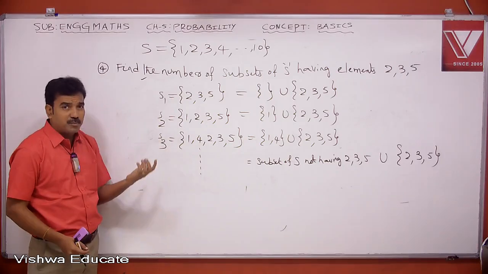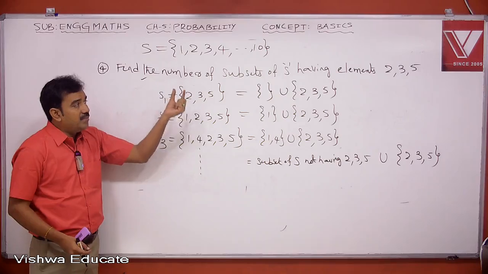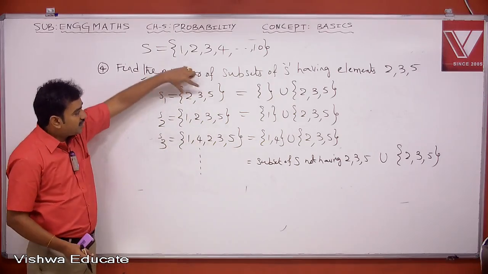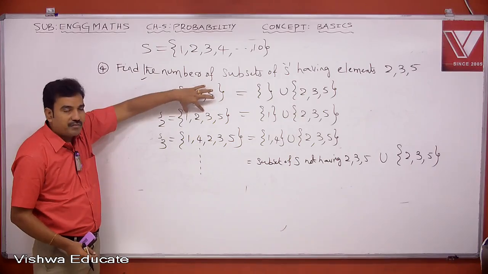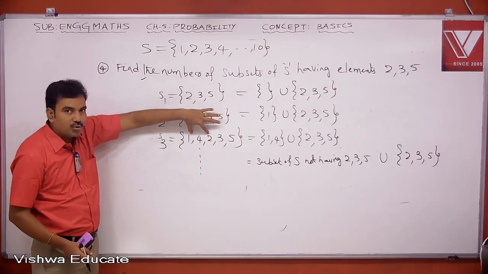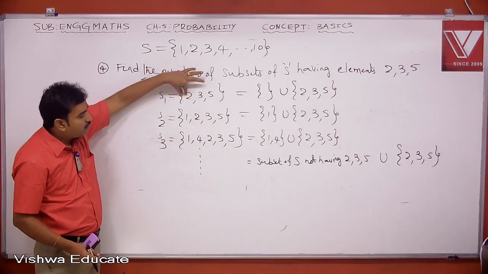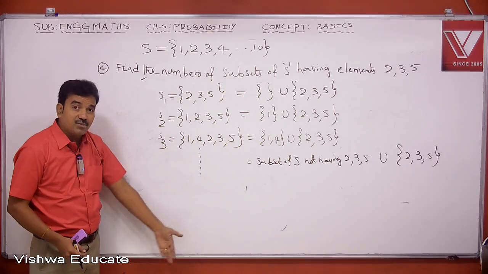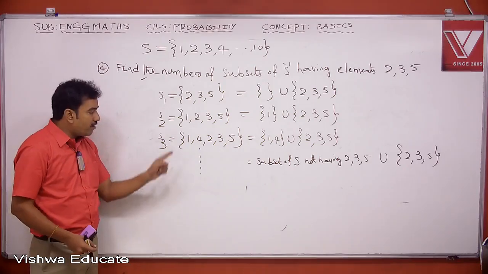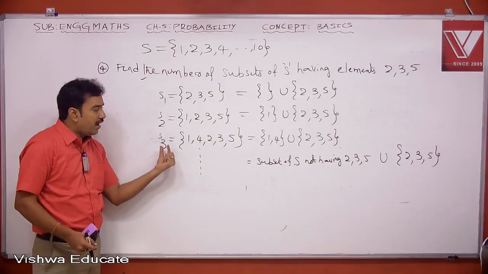Actually what I am expecting is the total number of subsets of S having the elements 2, 3, 5. So this is a subset of S having 2, 3, 5. Extra we have 1, 4. Extra we have 0 elements. Like this you can have many subsets. Actually I want that count. But manually, to get an idea, I wrote 3 subsets of S having 2, 3, 5.